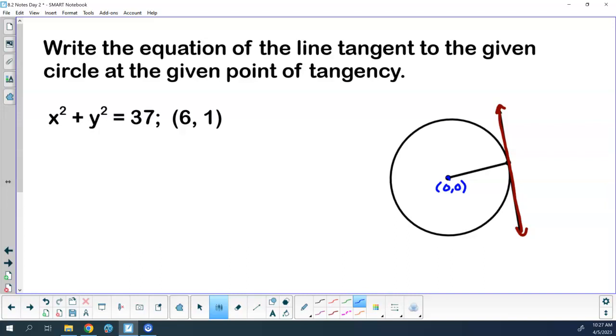Okay, right? Fantastic. What do we know about this 6,1 number? What is that? It's the point of tangency, right? So that's going to be this point right here.